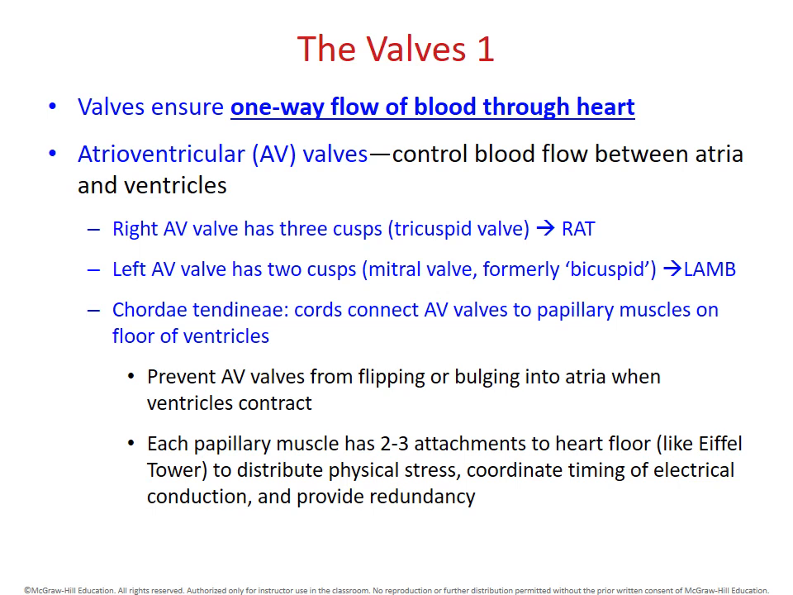In addition to the rat and the lamb, we also see that the AV valve will have what we call chordae tendineae or tendinous cords, little guitar strings, little cords that come down from the AV valve and connect to the papillary muscle that's sitting on the ventricle. The tugging of the cords is what's going to allow the valves to open and close. All right, let's take a look at this from an illustrative aspect.